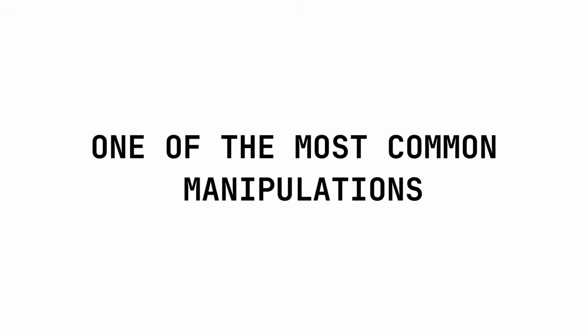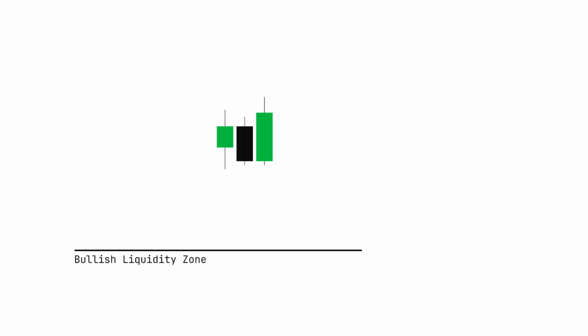Now that we understand how liquidity zones work, let's look at one of the most common manipulations that form in the market. It looks like this. We have a bullish liquidity zone, such as a fractal low, and the price is trading slightly above it. To bring the price into this zone, selling volume must enter the market to absorb any counter-buying volume in this range and push the price down.